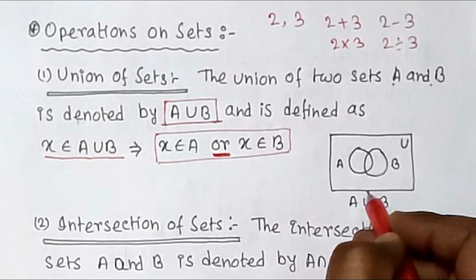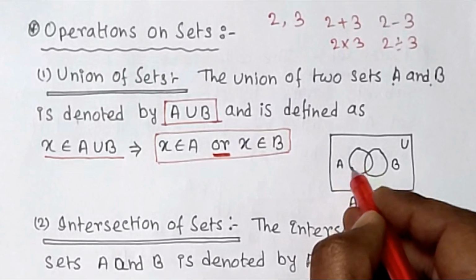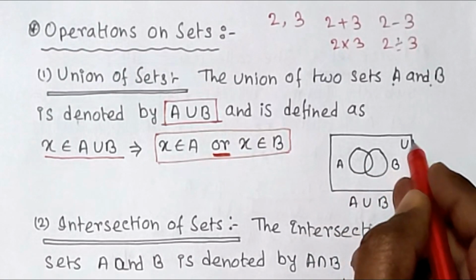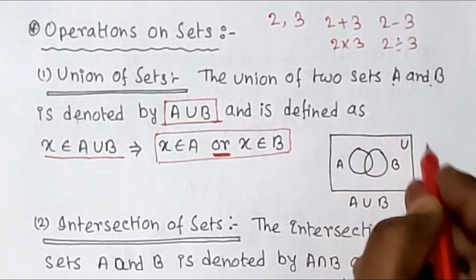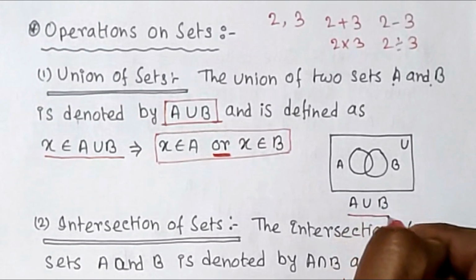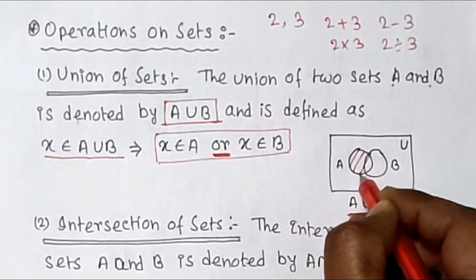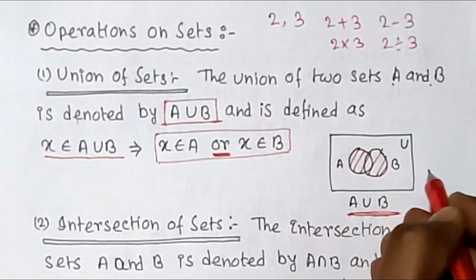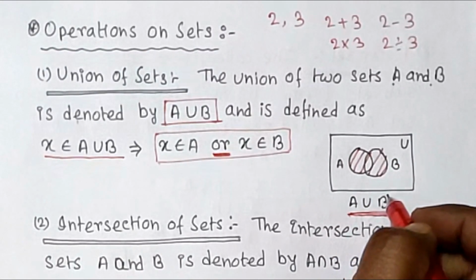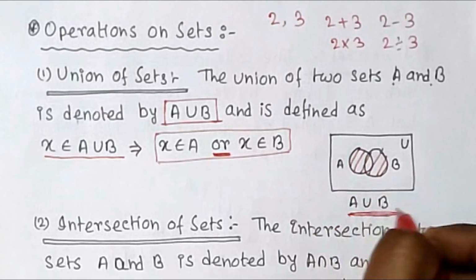Now in a Venn diagram, suppose this is set A, this is set B, and this is known as the universal set U, then A union B will give us the set marked by the red pen. Okay, so this is A union B.